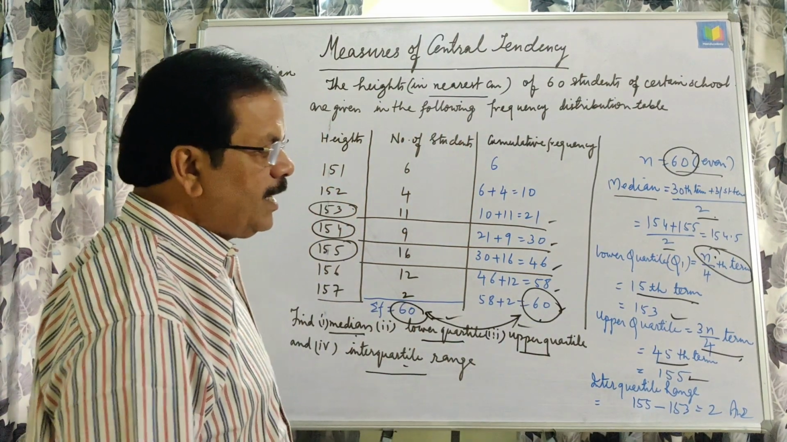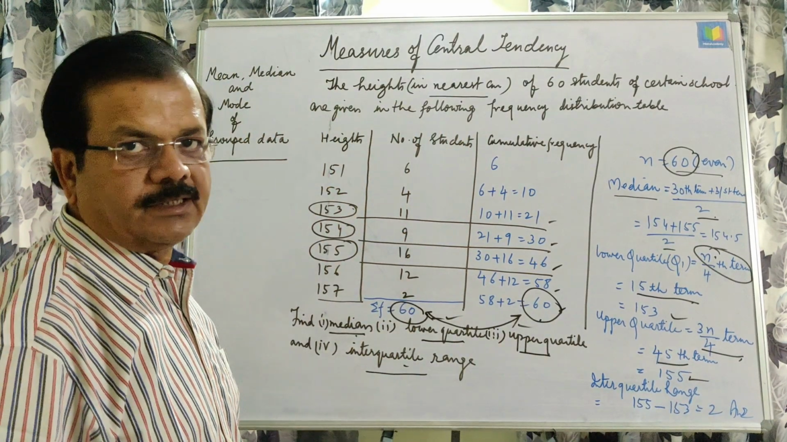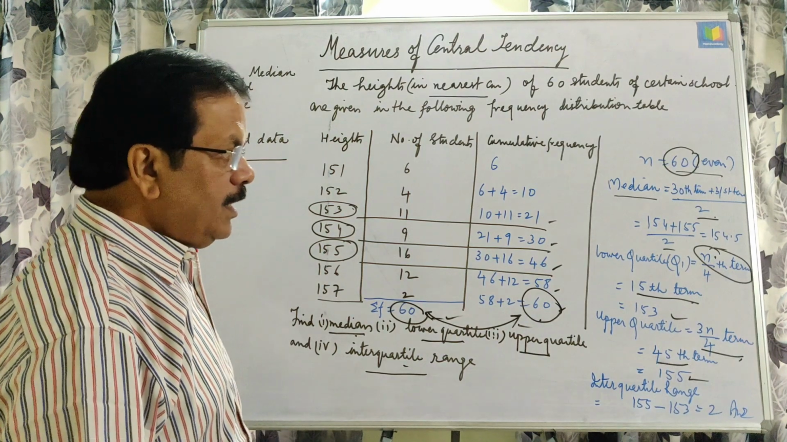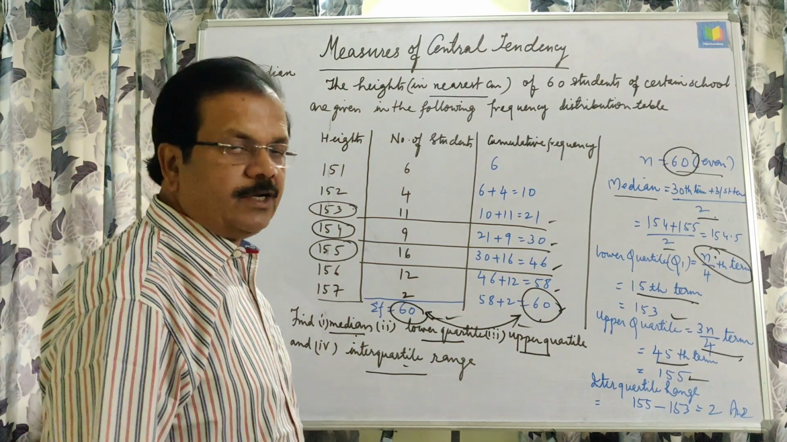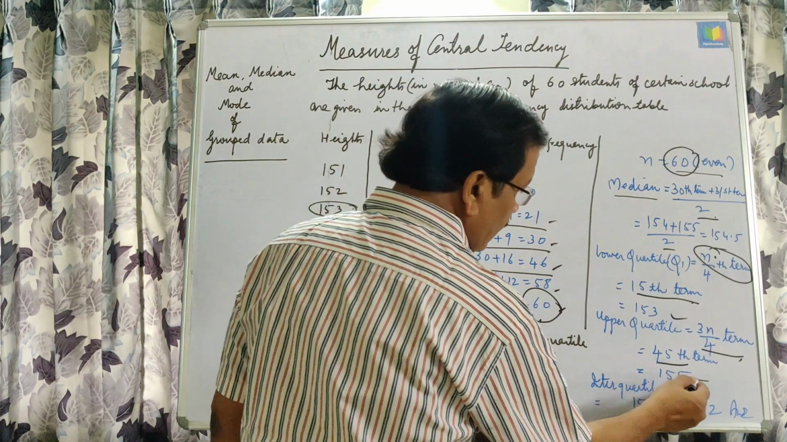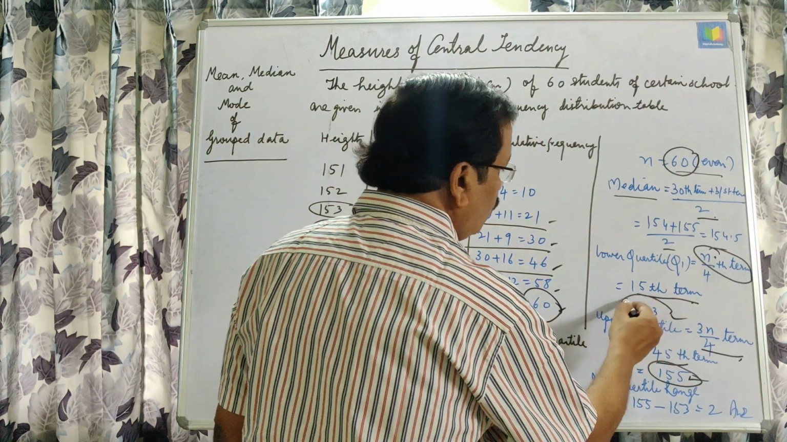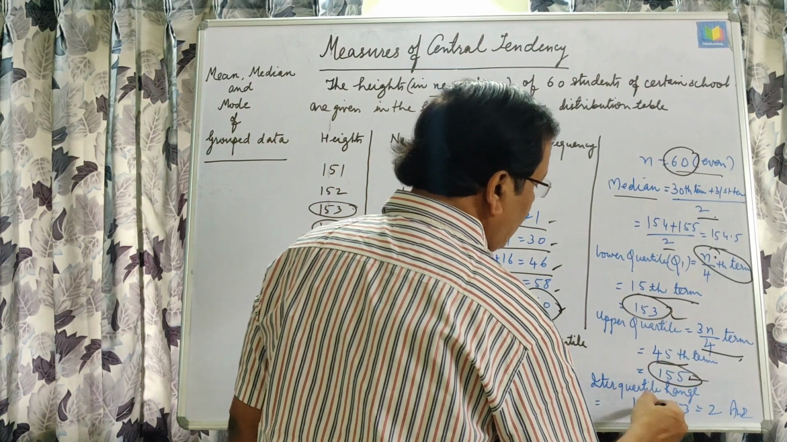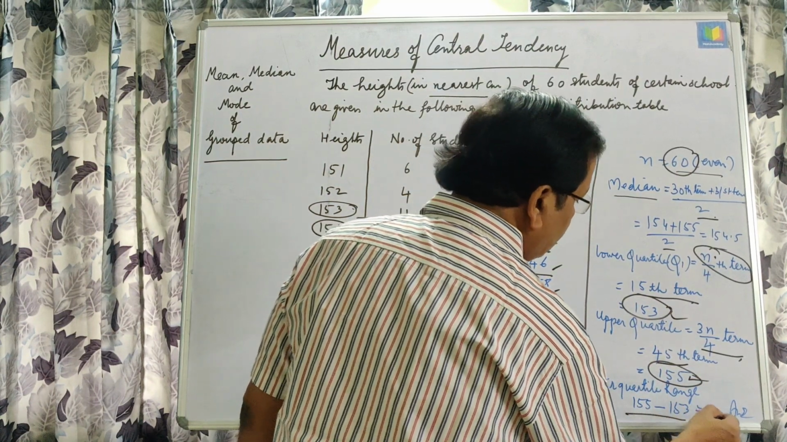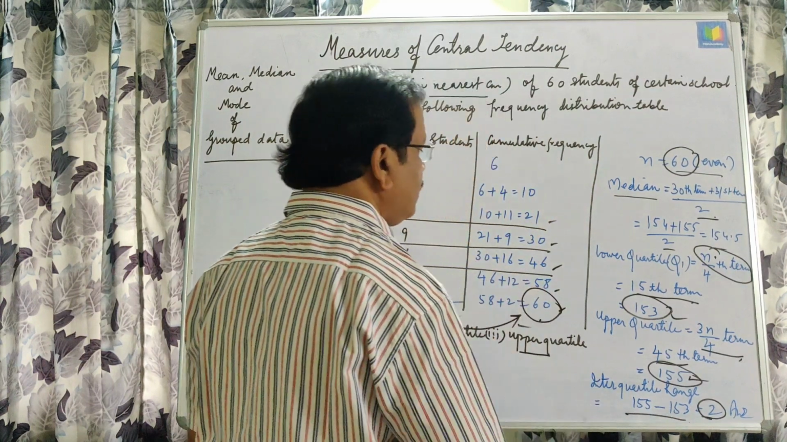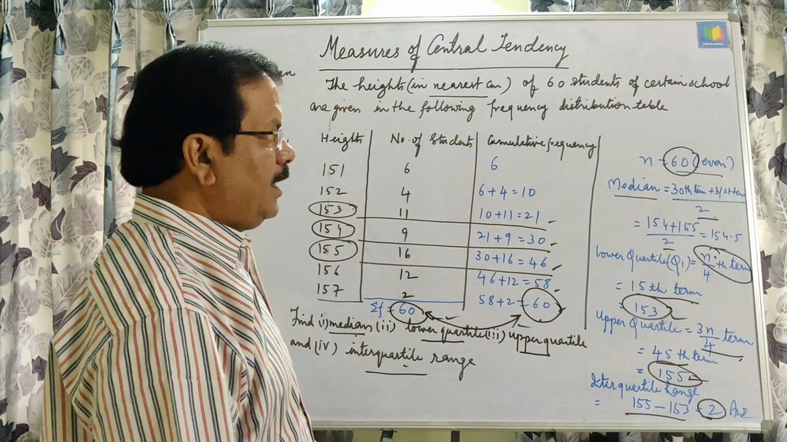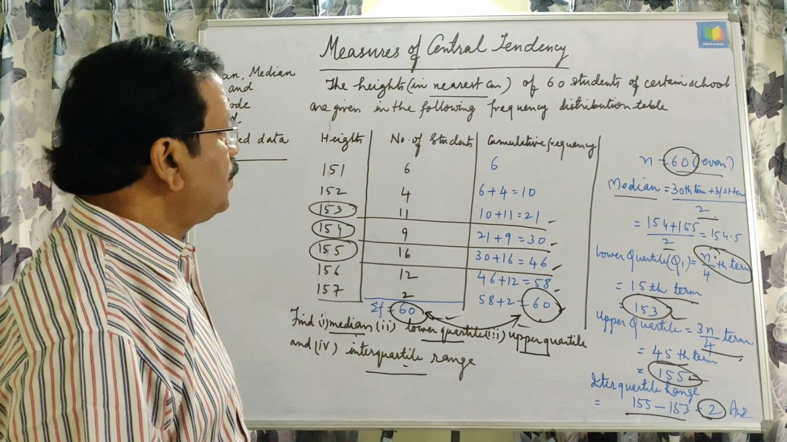Now interquartile range is just the range. In this case we are subtracting the values we got after calculation of the upper quartile and lower quartile, that is 155 minus 153, and this will be the interquartile range, that is 2. And this is all about this question.